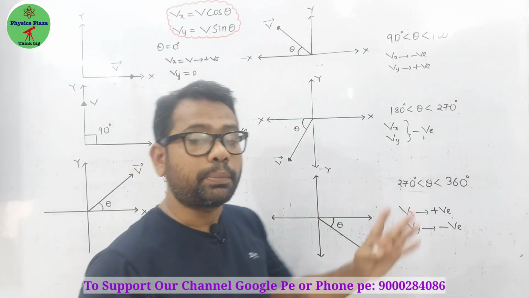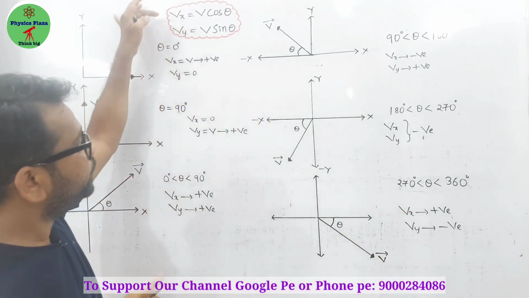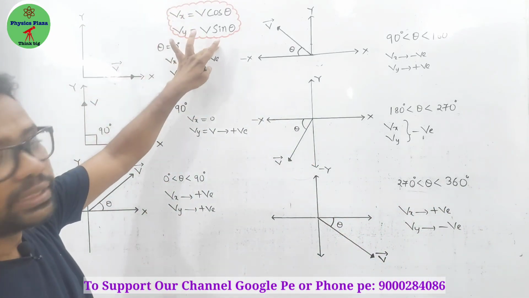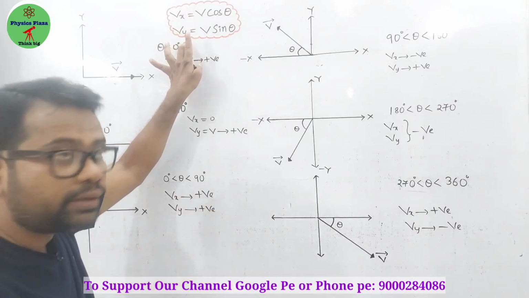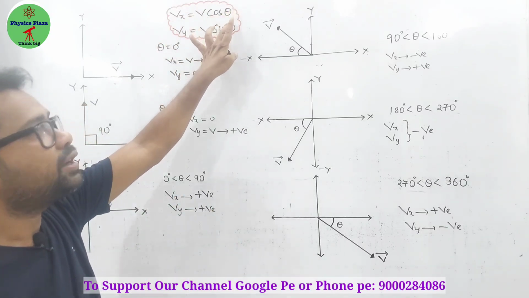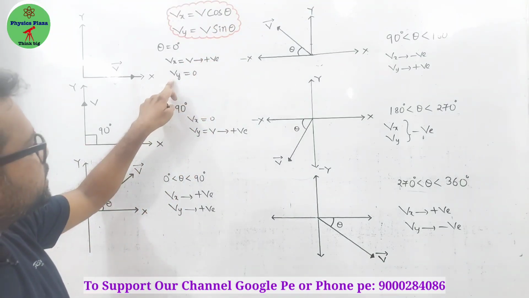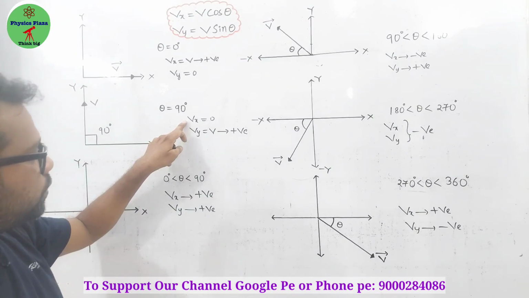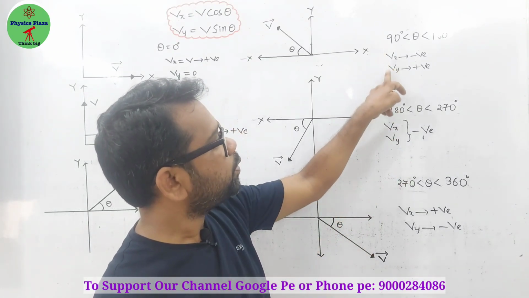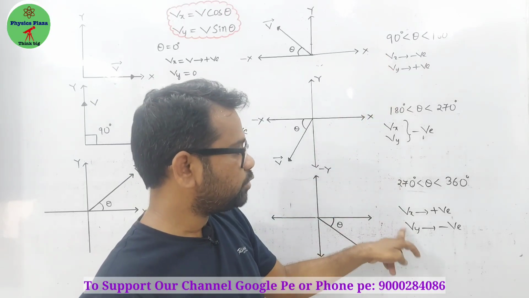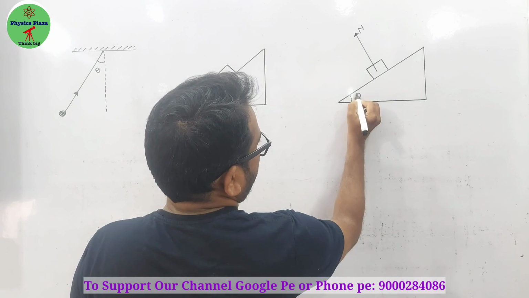Children, try to understand, the magnitudes of Vx and Vy are always positive, but here Vx is V cos theta, Vy is V sin theta, right? So this Vx and Vy sign depends on the angle, for different values of theta. Here the vertical component is 0, here the horizontal component is 0, here both are positive, here both are negative. So one can be positive, one negative, one negative, one positive. Clear? Just copy this. Here is theta.